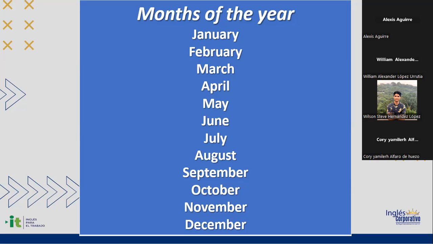Month of the year: January, February, March, April, May, June, July, August, September, October, November, December. Oh, Karen. Carla, Janet. January, February, March, April, May, June, July, August, September, October, November, December. Okay, always the number four is April.